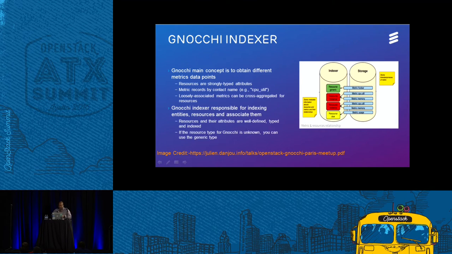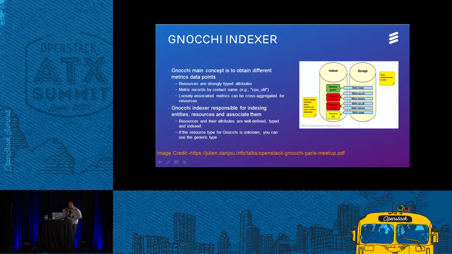In case of the indexer, it is keeping the resource instance. So it is keeping the record of what that resource actually belonged to, okay? And it will map to the storage. It will basically link them to each other so that it will give you a reading of the data that you are trying to retrieve.